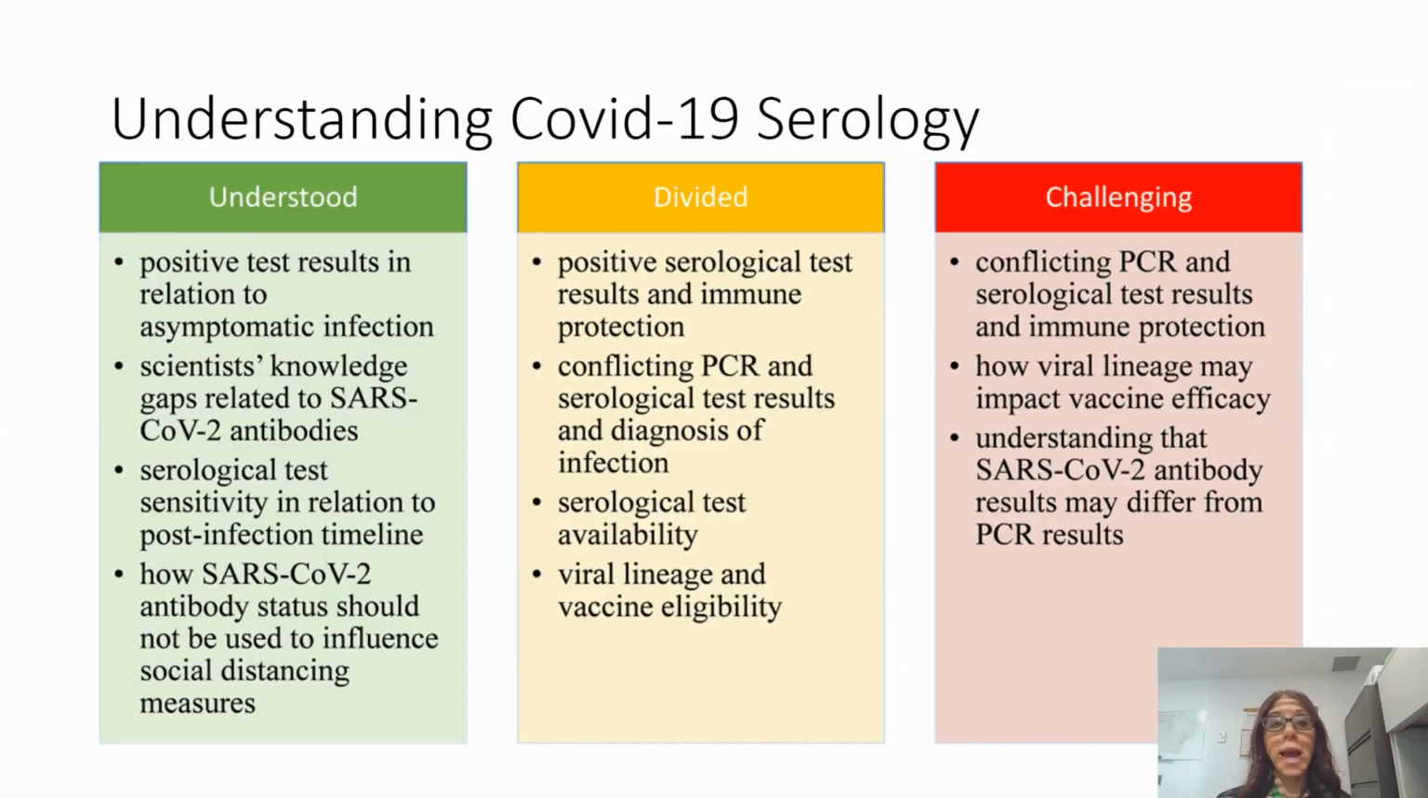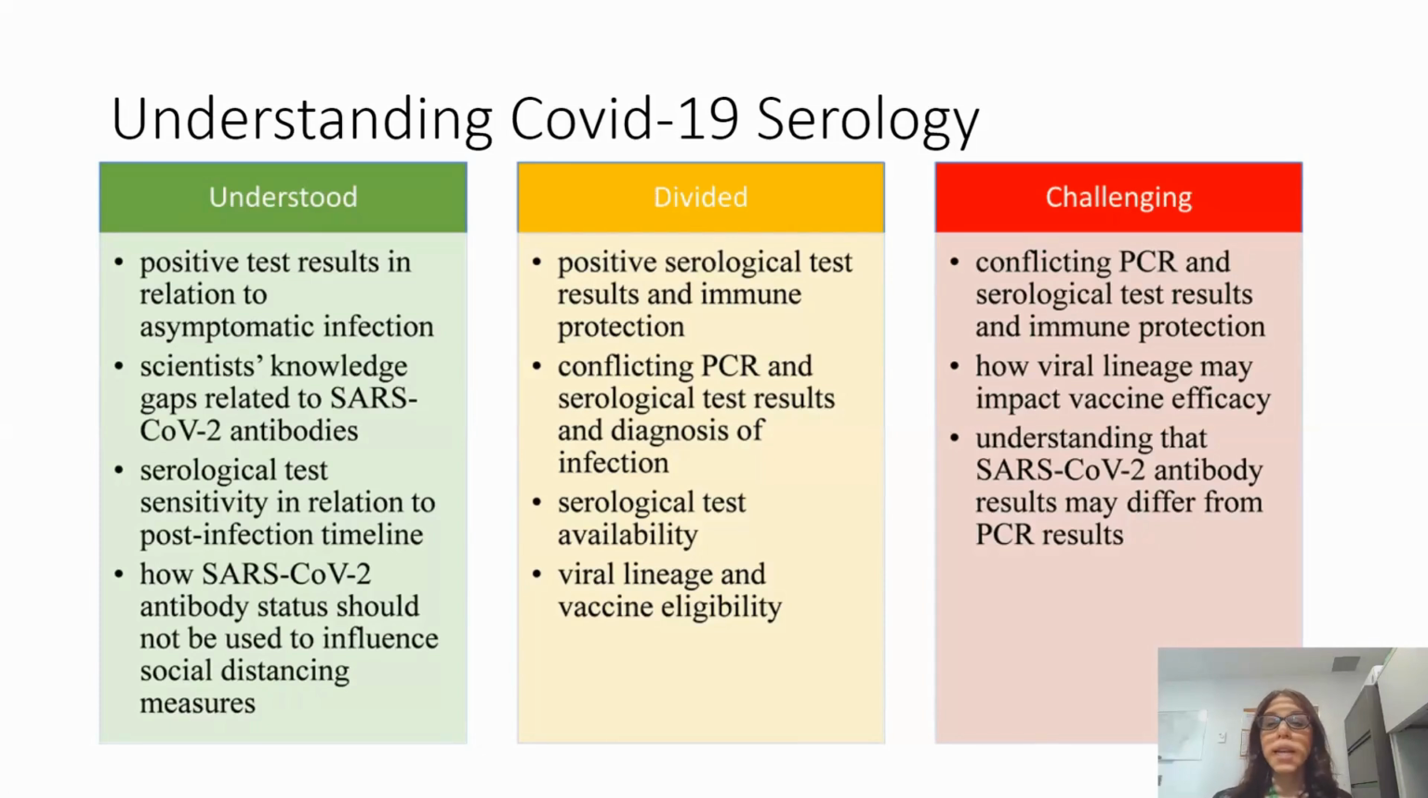If we disregard the categories and just look at the overall analysis, we see that individuals had a very good understanding of positive test results in relationship to asymptomatic infection. They understood the scientists' knowledge gaps related to SARS-CoV-2 antibodies. They understood serological test sensitivity in relation to post-infection timelines, which there's a lot of literature about, so that's great. And they understood how SARS-CoV-2 antibody status should not be used to influence social distancing measures.